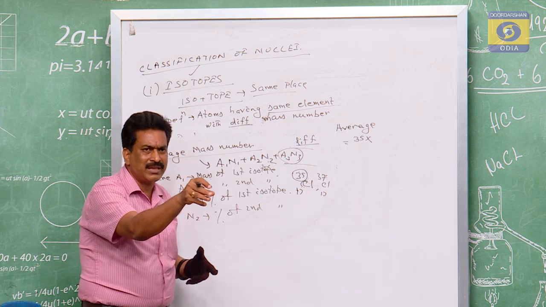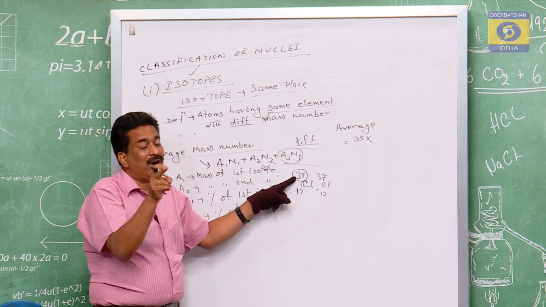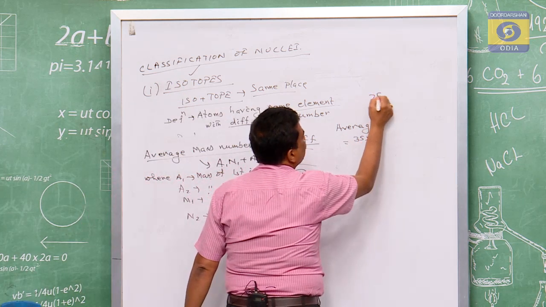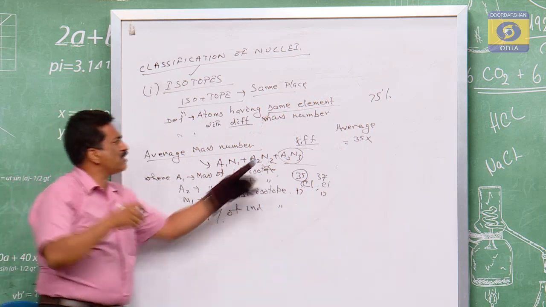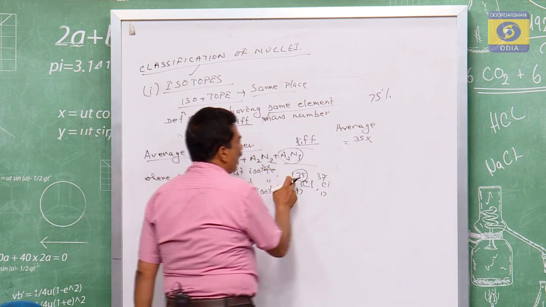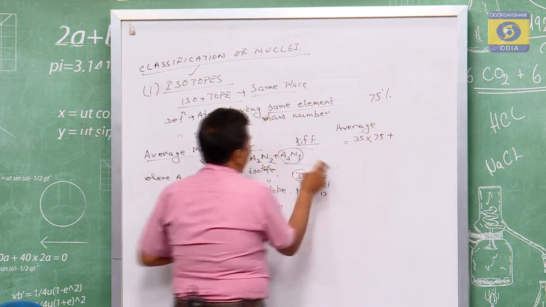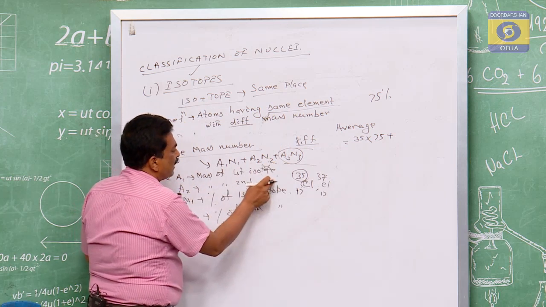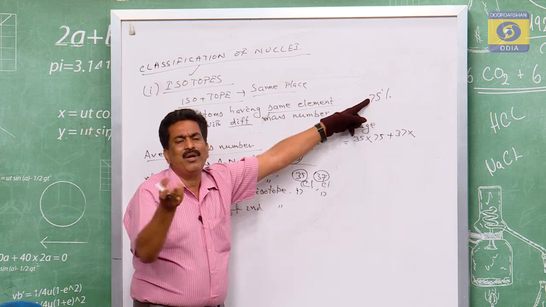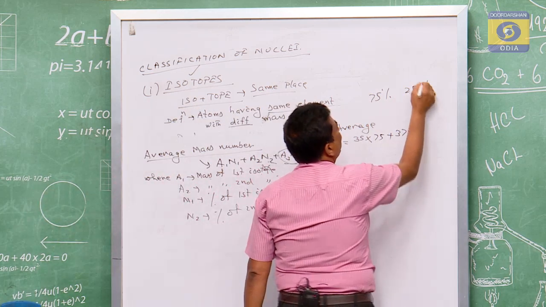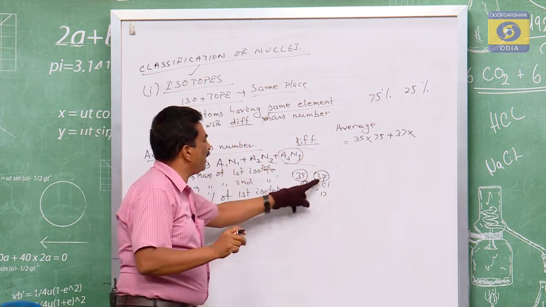If you take out chlorine atoms, the number of chlorines which you find with mass number 35 is observed to be 75%. Suppose chlorine 35 and chlorine 37 are there; the chance of finding chlorine 35 is the maximum, that is, 75% of the chlorines. For the second one, A2N2, the mass of the second isotope is 37 into its percentage. If one is 75%, the next one must be 25%, meaning 25% of the atoms have mass number 37.